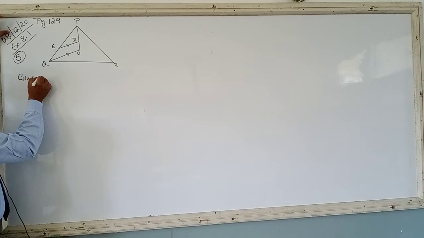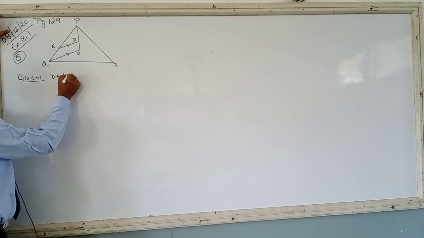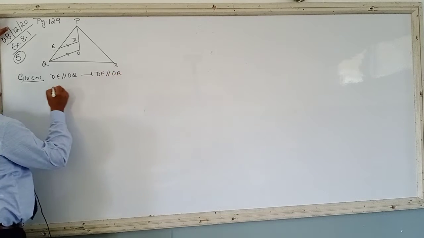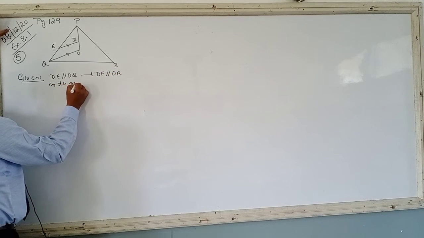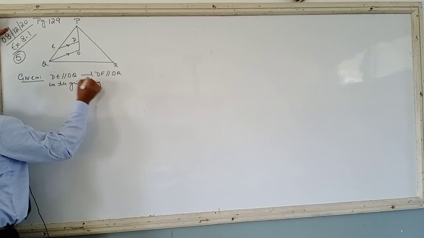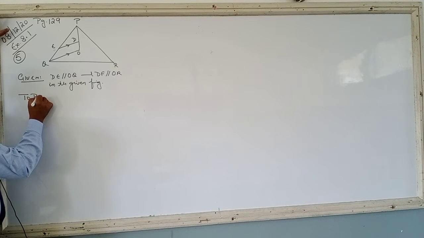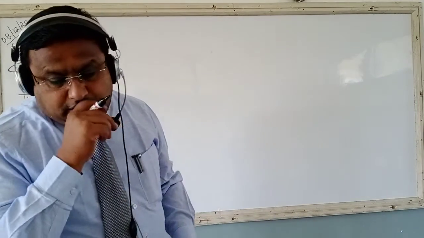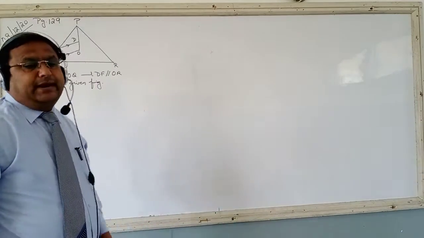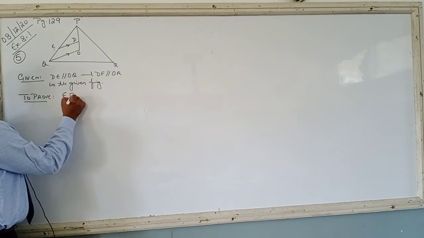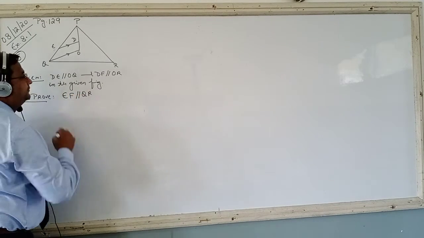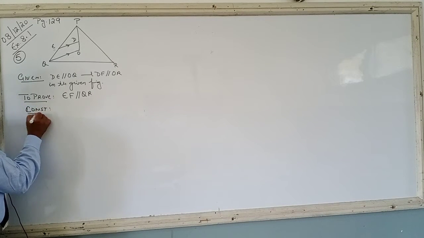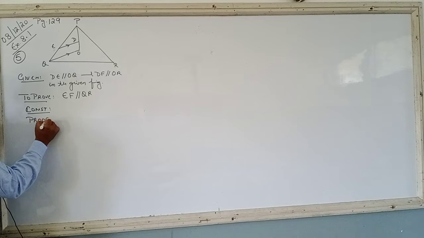Write down what is given. Given DE parallel to OQ and DF parallel to OR in the given figure. What you have to prove? It is given to us. He tells us to prove that EF is parallel to QR. Prove that EF is parallel to QR. Now, let us complete the figure construction. Not required. We will see what is to be constructed in future if it requires proof.